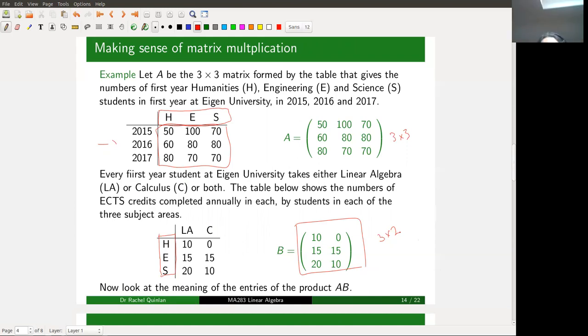So the advice at the end of the slide is to look at the meaning of the entries of the product AB. So let's do that and see what we discover. I'll try to get the multiplication right. I have a high probability, of course, of getting it wrong, but let's see.